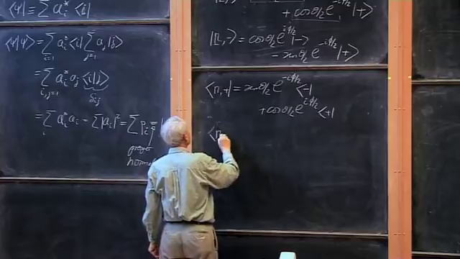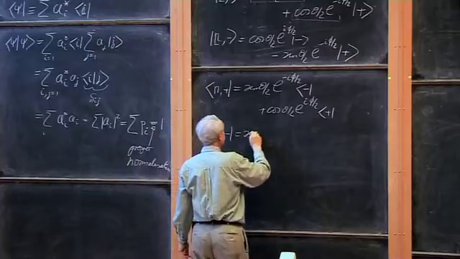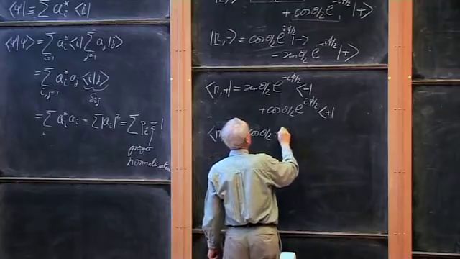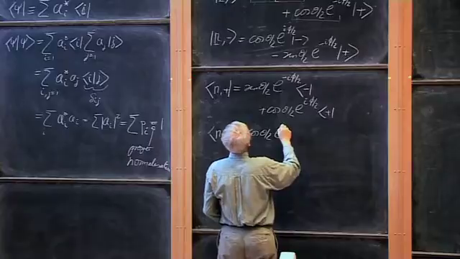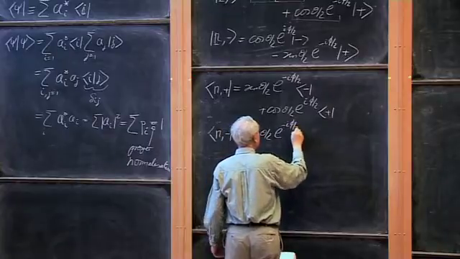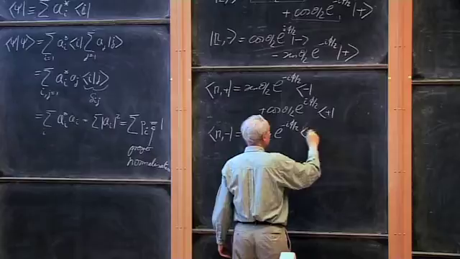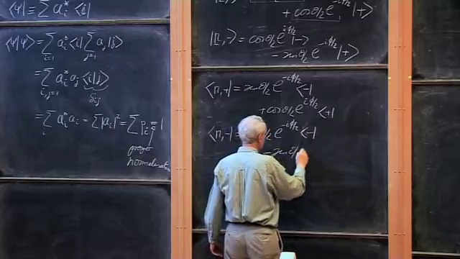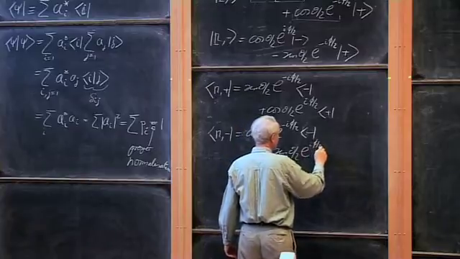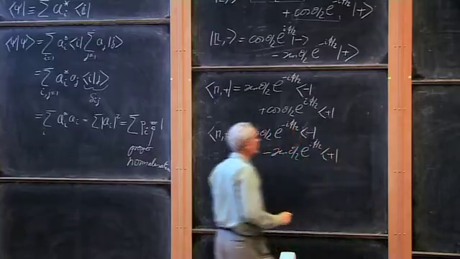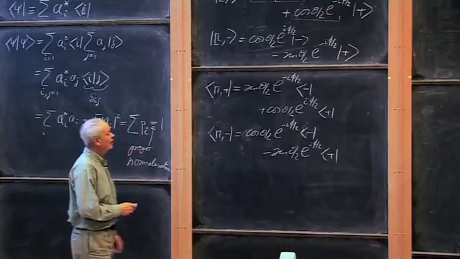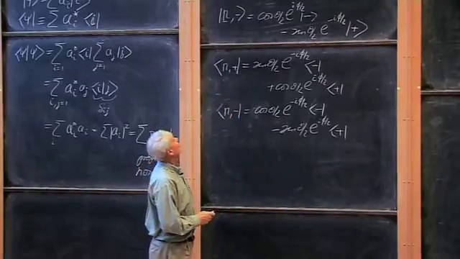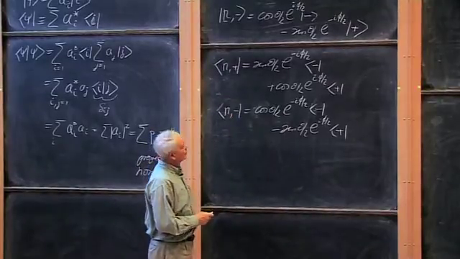Now I want the bra that belongs to the other thing. Cos theta on 2, e to the minus I phi over 2. So there's a bit of practice in calculating the adjoint that belongs to a ket. Now what do we want to do?